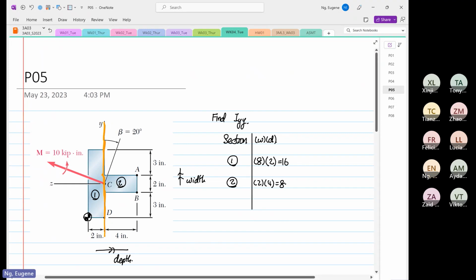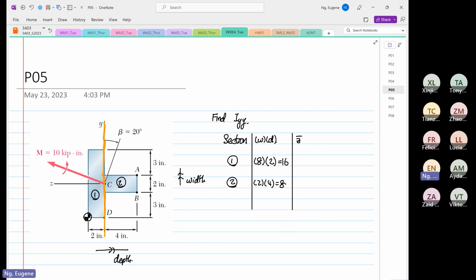Okay. Then the next one that I'm going to write out, it's along the z-axis, so it will be the small z bar. So this small z bar is basically, some of you might wonder where this small z bar is, it is this distance.